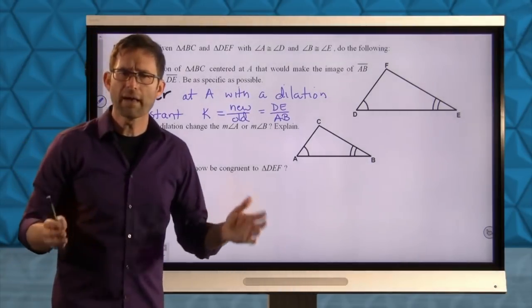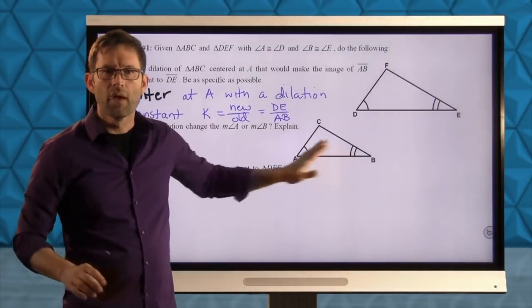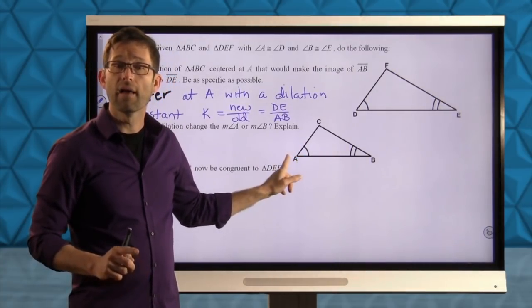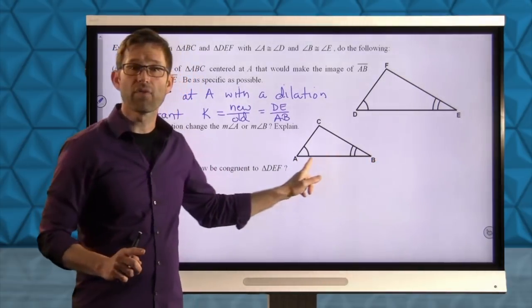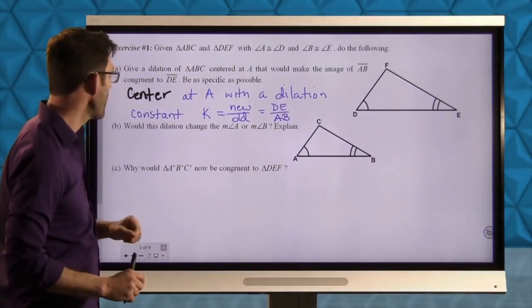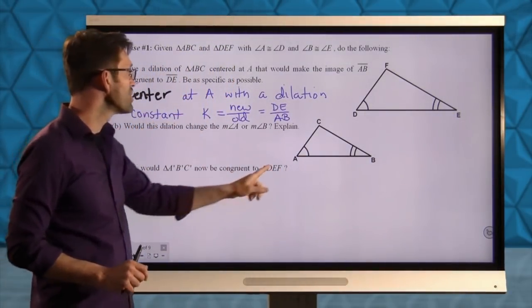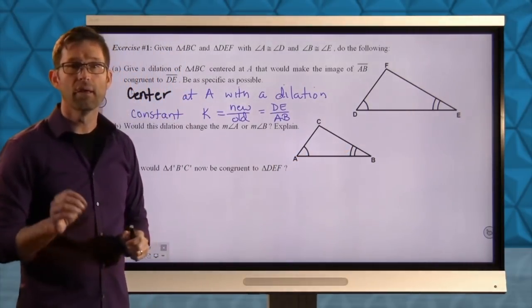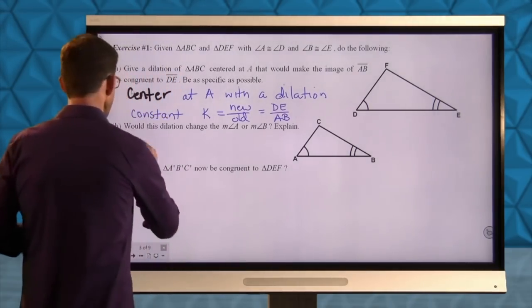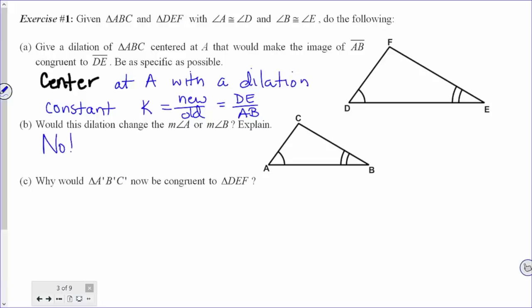Okay, so now imagine this. I've taken this triangle, I've dilated the entire triangle with a center of A, and I've dilated it in a way that guarantees the new length of A prime B prime is the same as the length of DE. That's what I've done in letter B. Would this dilation change the measure of angle A or the measure of angle B? Explain. All right, the answer is no. Why? Dilations are angle preserving.